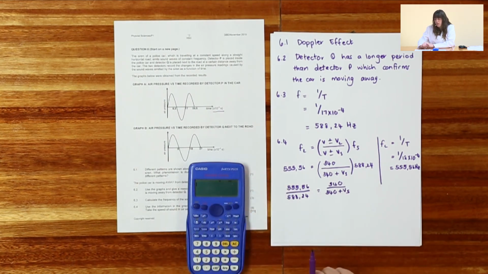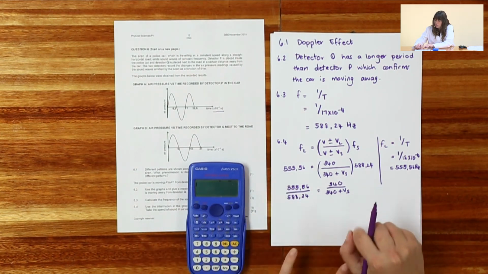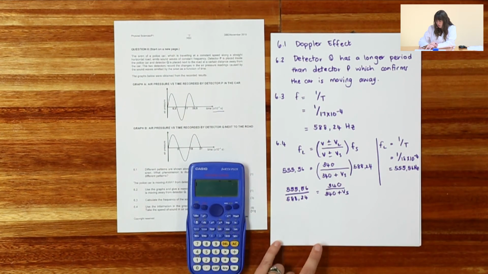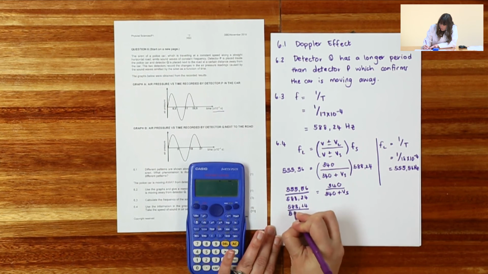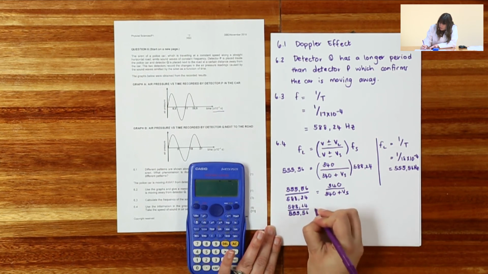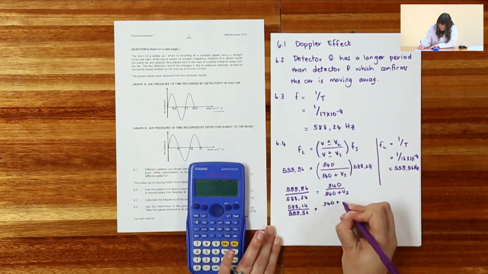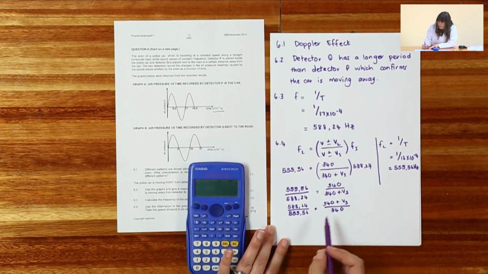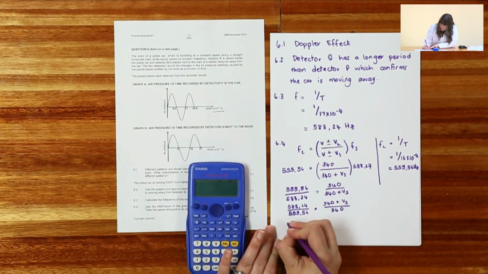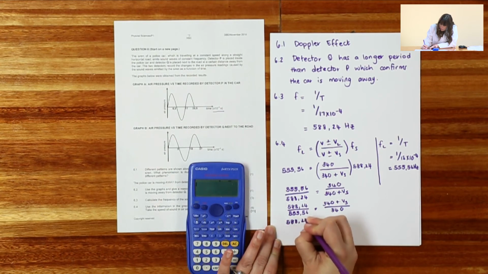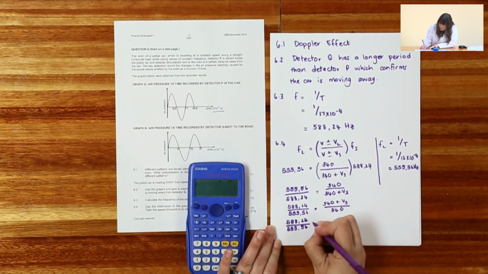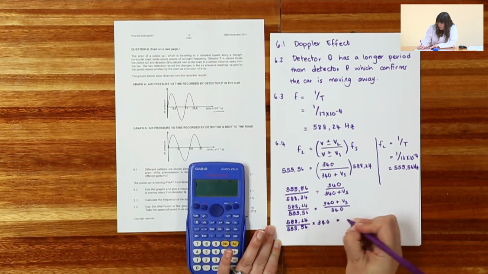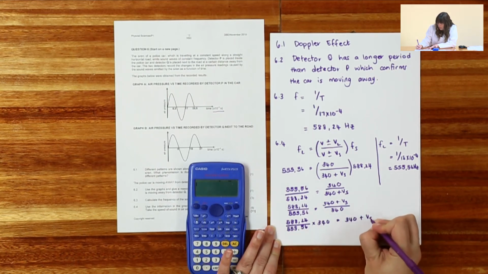When we have just one fraction on each side, then we are able to invert both fractions, and I'm going to do that because I want to solve for Vs, so I want to get that to the top of the fraction. And so I'm going to have 588.24 over 555.56, which is equal to 340 plus Vs over 340. And now we're going to get rid of our denominator here by multiplying on this side. So we get 588.24 over 555.56 times 340, which is equal to 340 plus Vs.